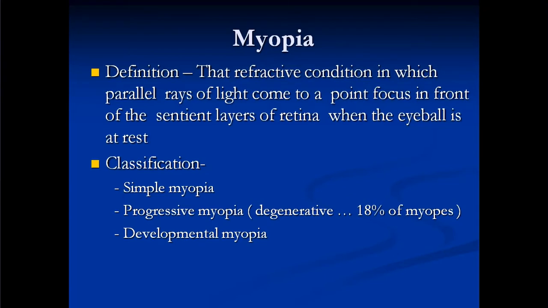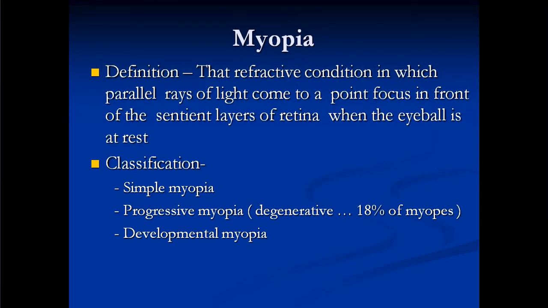In vague terms, myopia is also called short-sightedness. In layman's terms, what people say is short sight. So our term is myopia. The definition is the refractive condition in which parallel rays of light come to a point focus in front of the sentient layers of the retina when the eyeball is at rest.